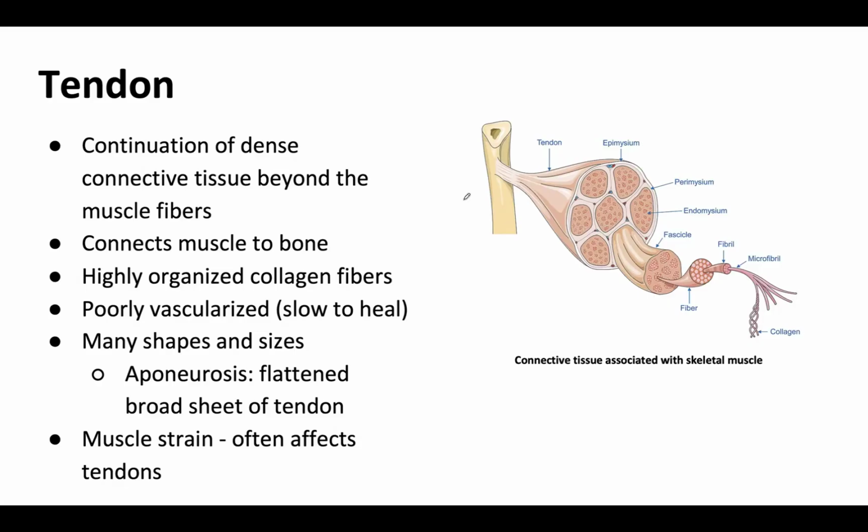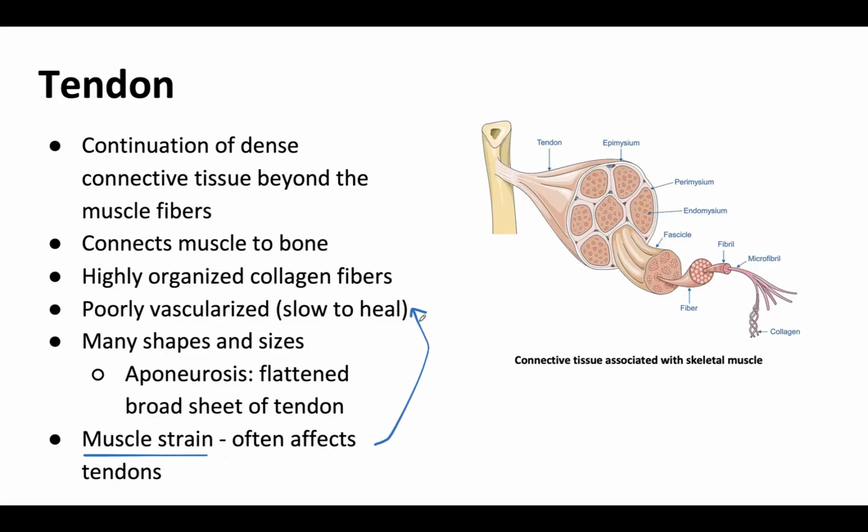And this is true with something, say, like a muscle strain. These can include injuries to the muscle itself or the muscle's tendon. Now, a tendon will likely take a little bit longer to heal than the muscle tissue, because it is very poorly vascularized, and we know that we need that vascular supply in order to heal.